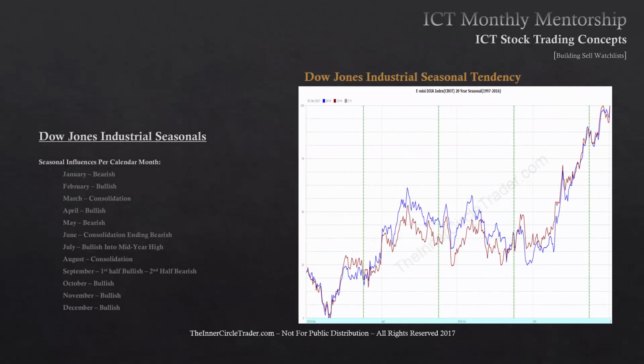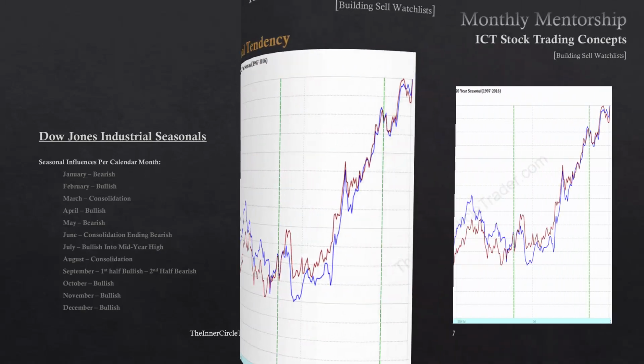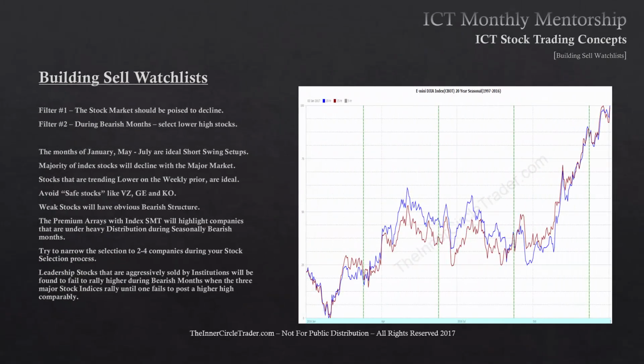Okay, again, as a reminder, the Dow Jones Industrial seasonals in this list here, we're going to be focusing on the bearish months and any consolidation month in between. You can see that here. And we're going to be looking at the first portion of the year from May through July. That's the primary area we're going to be focusing on.